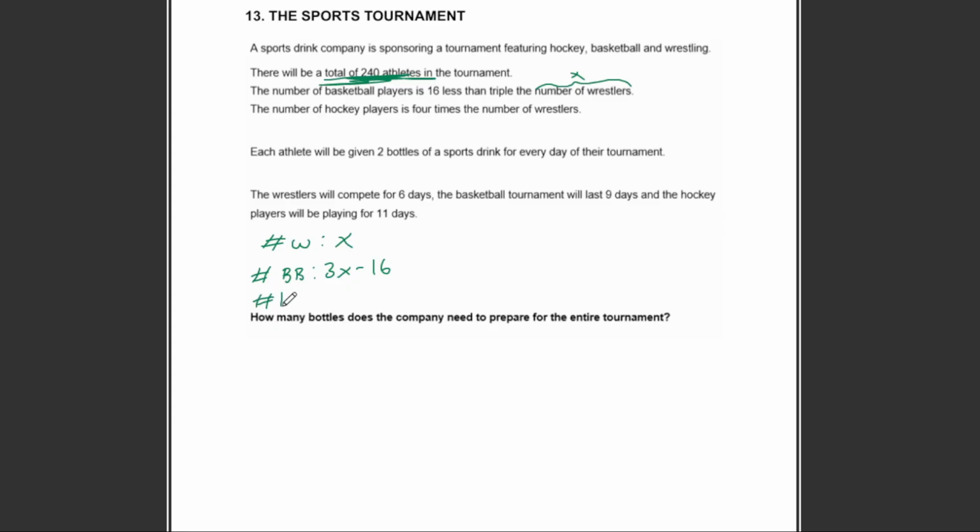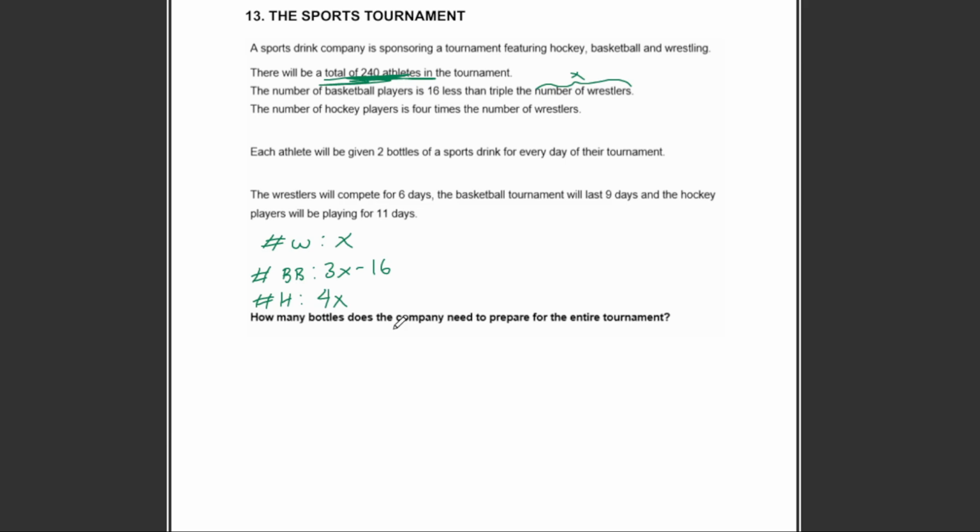Okay, number of hockey players. The number of hockey players is 4 times the number of wrestlers. I've defined my variable. I know X is the number of wrestlers. How do I get 4 times the number of wrestlers? It's just 4 times X, which is just 4X. So I've defined my variable, and I've defined how many basketball players and hockey players there are, just using X's. It's okay that I don't know what X is. I don't have a number. That's all right. We're going to find it soon using an equation.